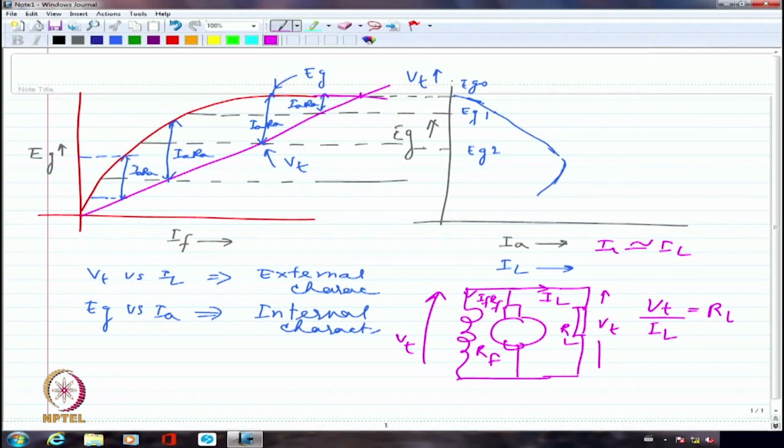Any questions? Because I hear a lot of crosstalk. If you have any questions, please address them here. Thank you. So much for the shunt excited generator.